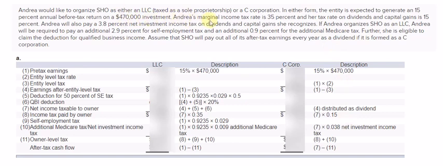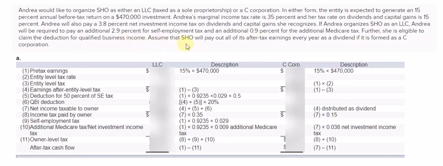Andrea's marginal income tax rate is 35% and her tax rate on dividends and capital gains is 15%. Andrea will also pay a 3.8% net investment income tax on dividends and capital gains she recognizes. If Andrea organizes Show as an LLC, she'll be required to pay an additional 2.9% for self-employment tax and an additional 0.9% for the additional Medicare tax. Further, she is eligible to claim the deduction for qualified business income.